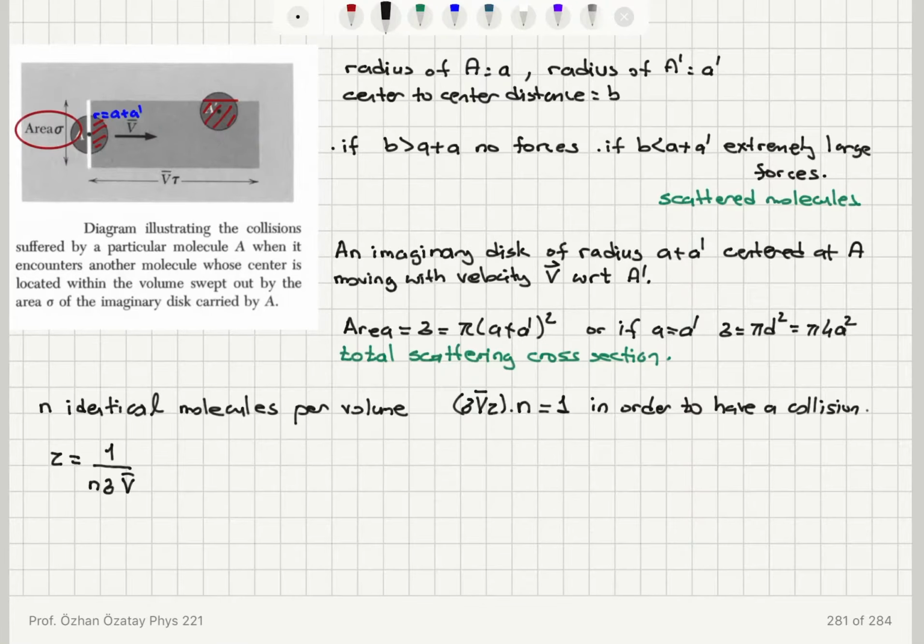And at the same time we have the mean free path, which is the mean speed of molecules v bar, not the relative mean speed, times tau. So we're going to see that the mean free path is equal to the mean speed divided by the mean relative speed, multiplied by 1 over n sigma.